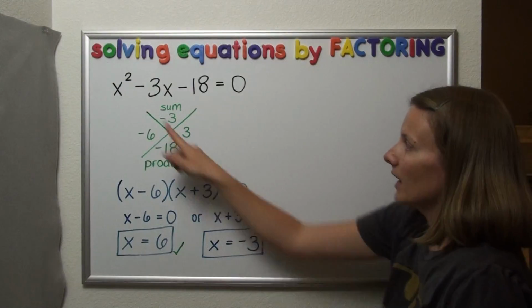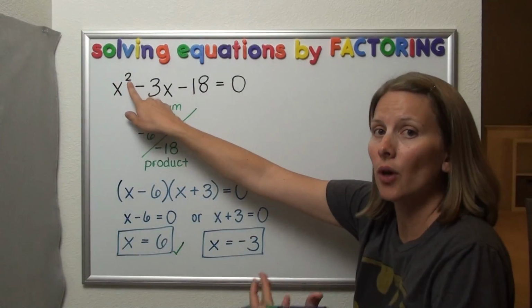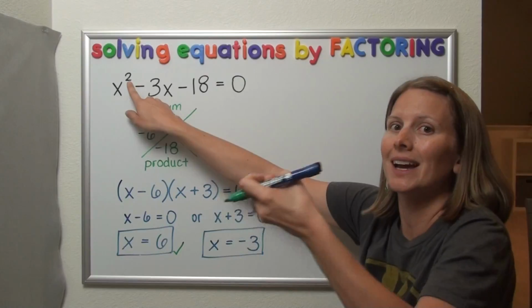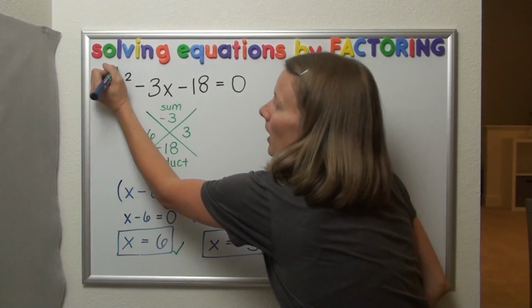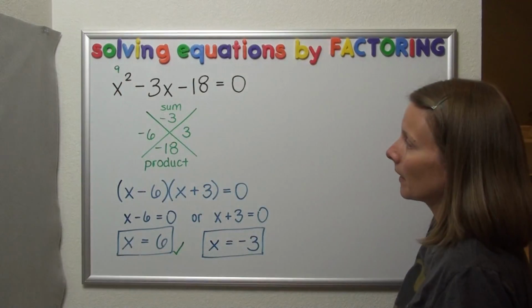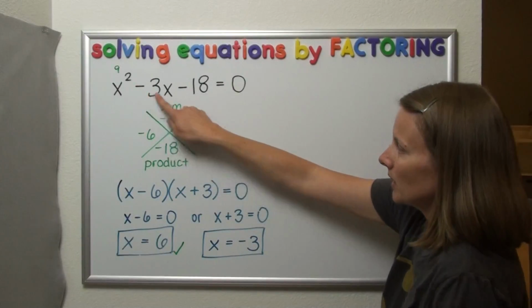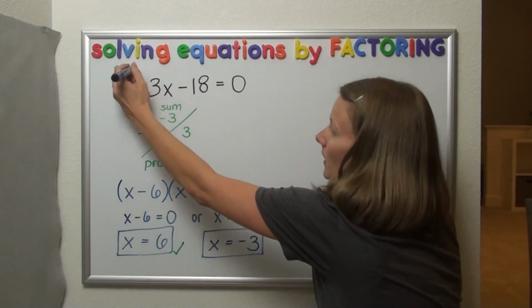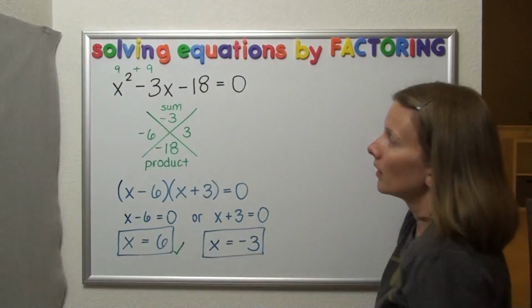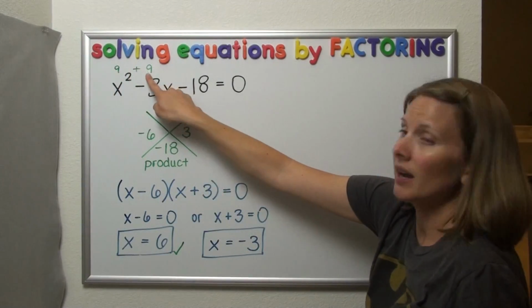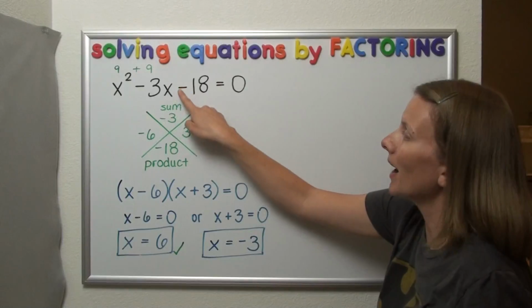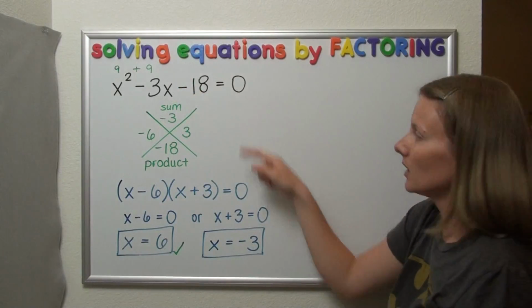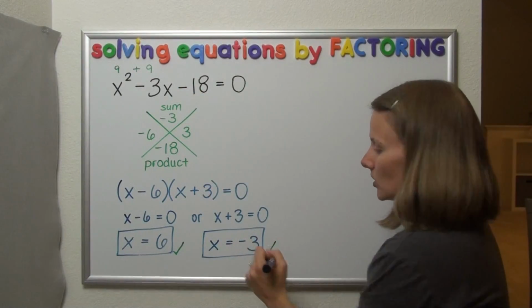If I took negative 3 and squared the whole thing, that means negative 3 times negative 3, I would get a positive 9. And then minus 3 times negative 3, that would be another positive 9. So I've got 9 plus 9, which is 18, minus another 18 gives me a 0. So the negative 3 checks as well.